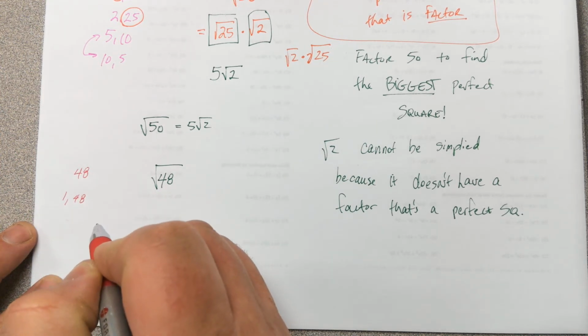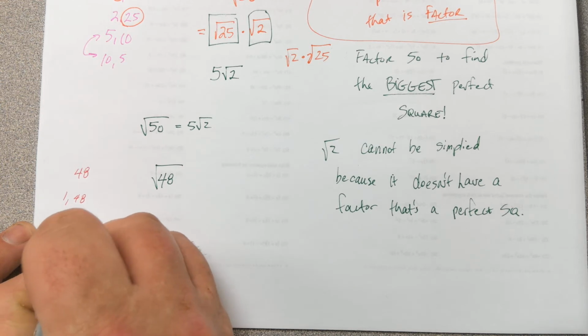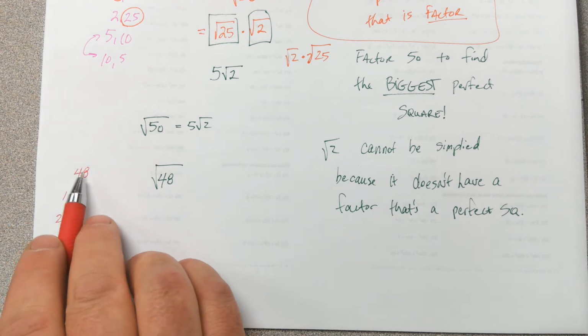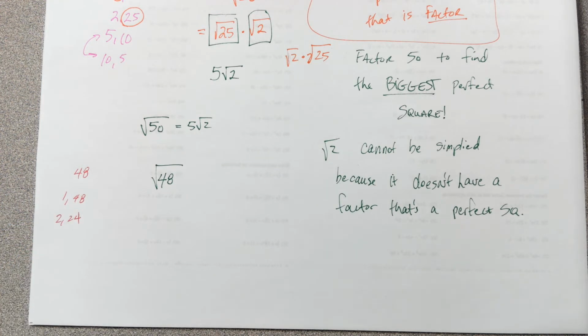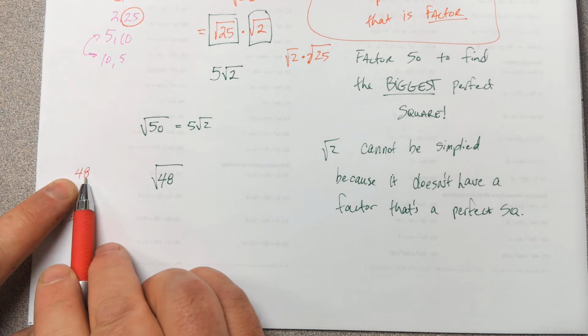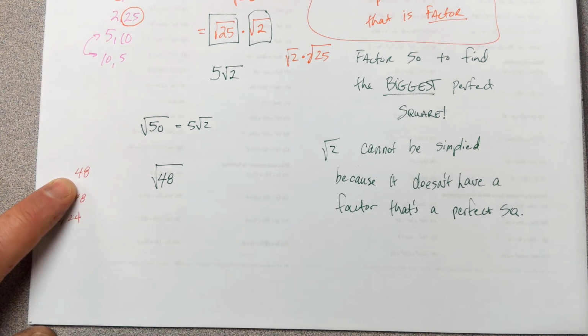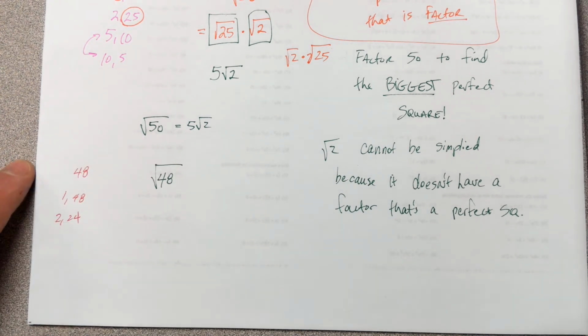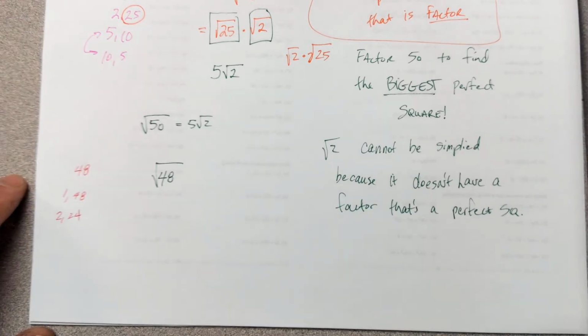148. Does 2 go in? Yeah, 24. How about 3? No. There's a shortcut for 3. Want me to show you? Yeah. I want to see if 3 goes into 48, right? The shortcut is I can add these two numbers, and if that number is divisible by 3, then so is 48. So 48, 4 plus 8 is 12. 3 goes into 12, so 3 goes into 48.